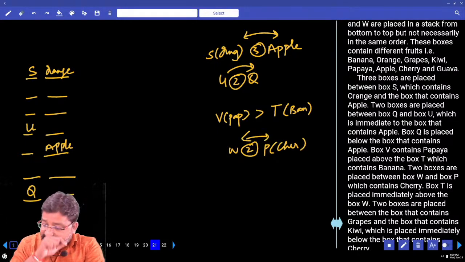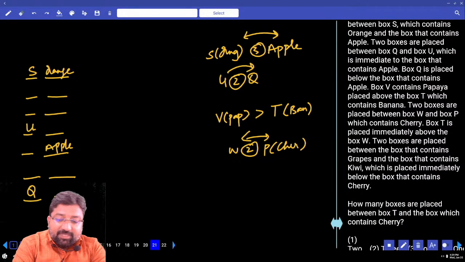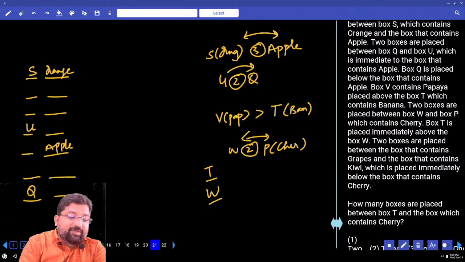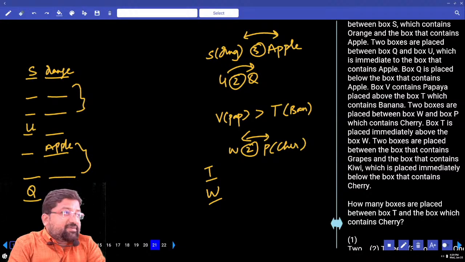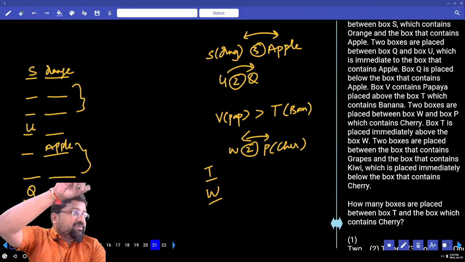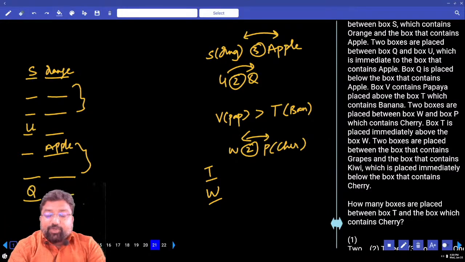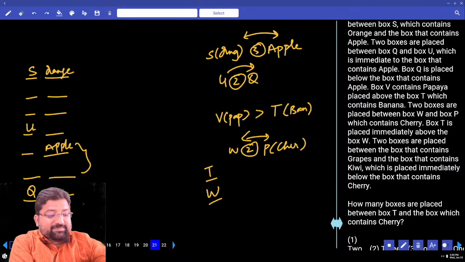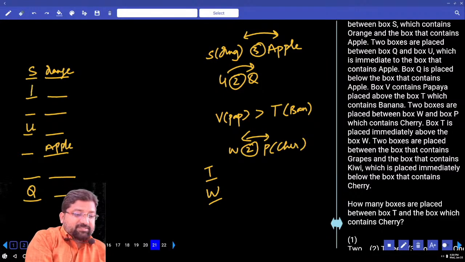Two boxes. Next, box T is placed immediately above W. Either this or this. There is no other possibility. Because I covered 7, I need only 1. That 1 can be at the top or at the bottom. W and T are adjacent, right? But the problem is T likes banana. So is there a chance to take T here? So surely this is T, this is W. What does T like? Banana.